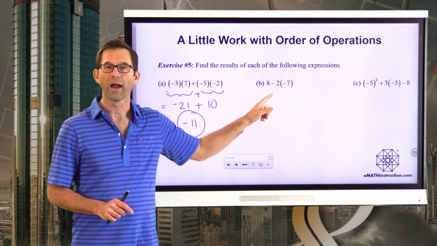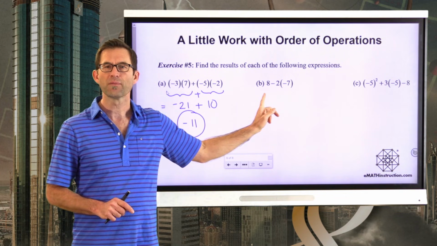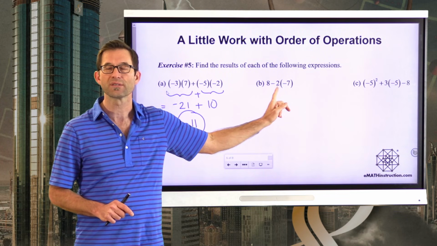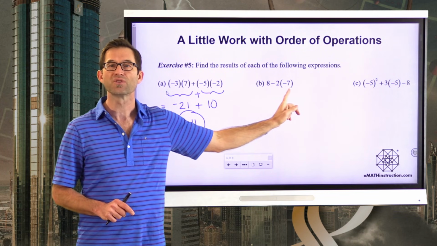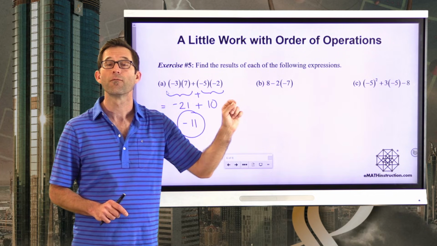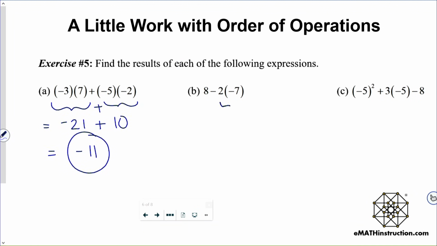We have 8 minus 2 times negative 7, and we have to be very careful. It's very tempting to say, oh, well, 8 minus 2 is 6, and then times negative 7. But no, we actually have to do this 2 times negative 7 first. So let's do that together. Right, 2 times negative 7 is negative 14.